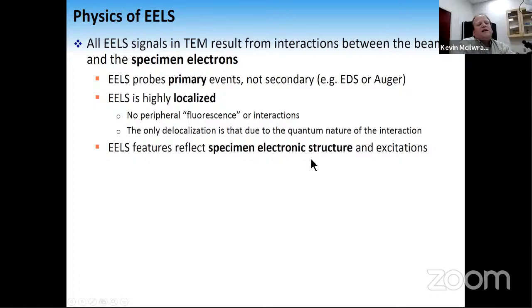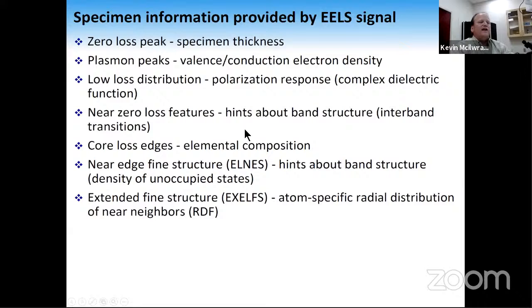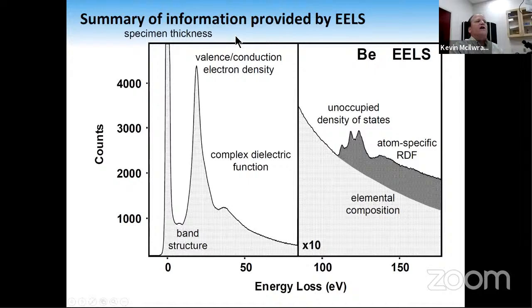The zero loss peak tells us about thickness. We have the plasmon peak, low loss, near-edge fine structure. The zero loss peak gives us specimen thickness; plasmon gives valence, conduction, electron density. Low loss would be polarization and complex dielectric function. Core loss edges are the elemental composition, and that's what we're mapping a lot. Near-edge fine structure tells us about the band structure, the density of unoccupied states. And then we can look at the EXELFS, the atomic-specific radial distribution. So there are all these really high-end things that we can do with the field emission sample. And we can see here where those things are in that EELS spectrum.